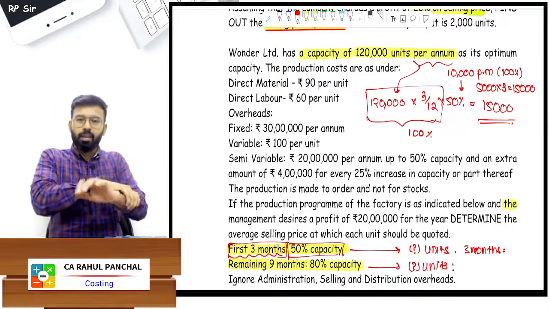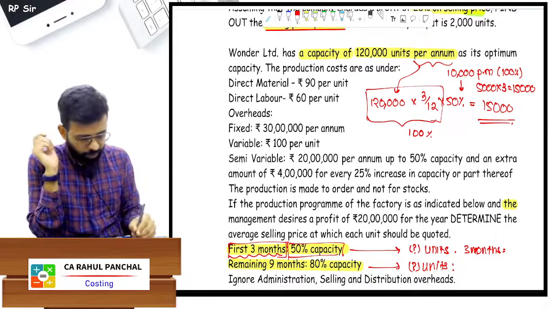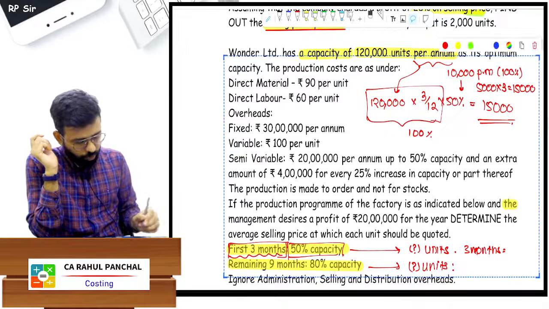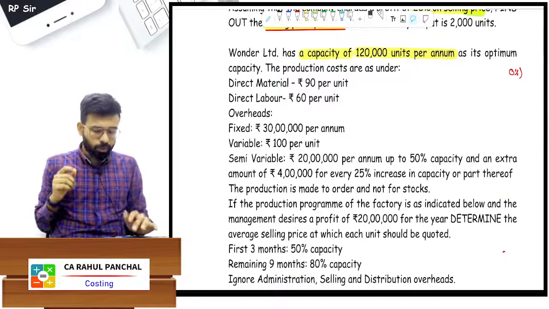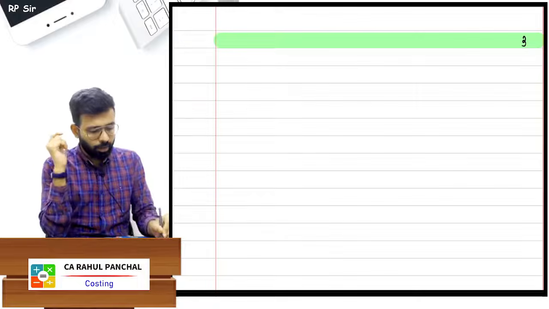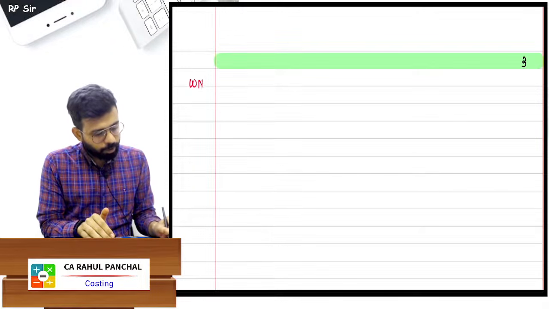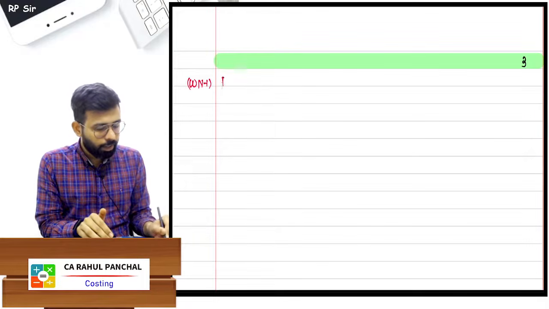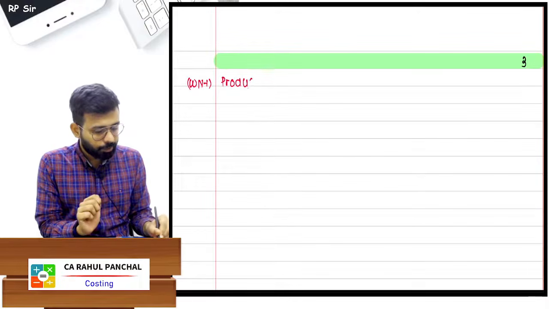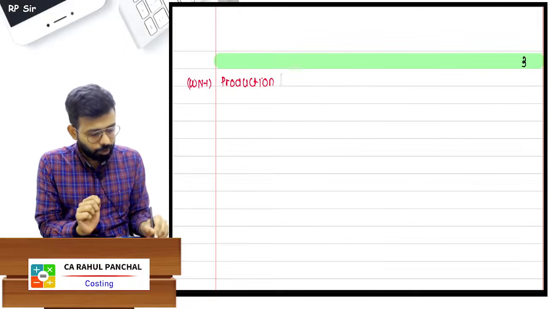Okay, that is okay, but you got the point. No need to worry. You got the point as to how many units we are going to produce. So let us make one working only for that matter. Working note number 1, which will be with reference to production quantity.